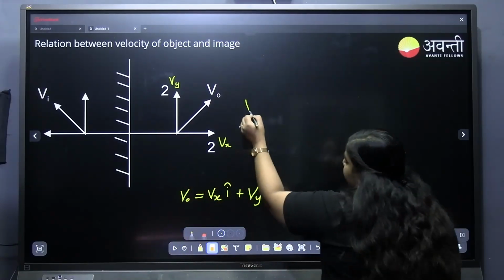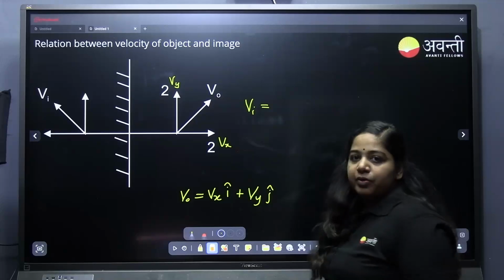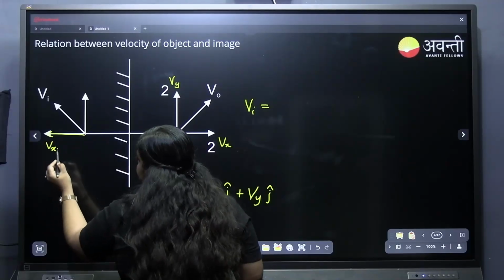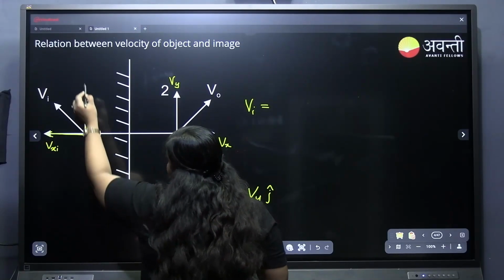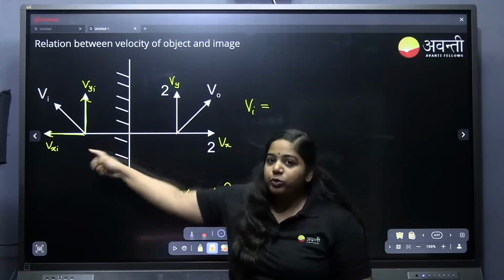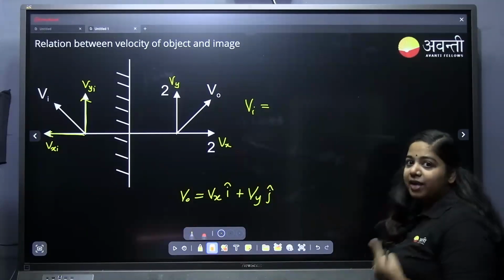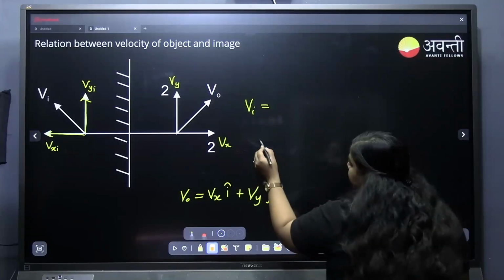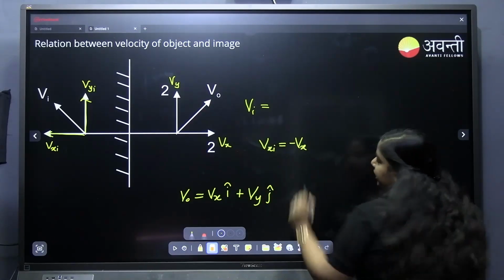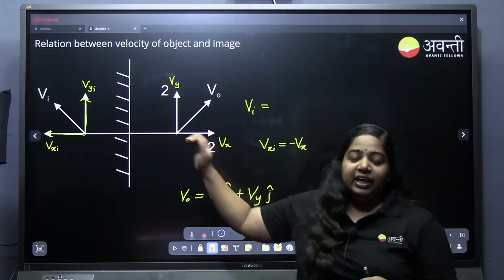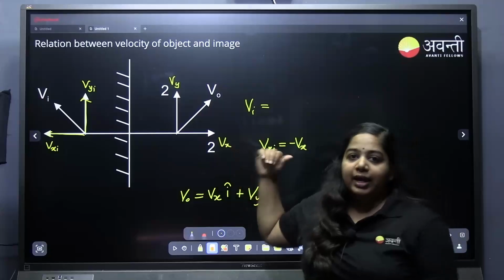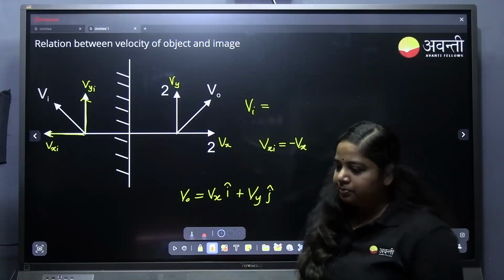Now image velocity we can take as Vi. In that case this is the x component, we can say Vxi, and this is the y component, we can say Vyi. As you can see, Vxi is opposite of Vx, but it will move with same speed, right? We can say Vxi equal to minus Vx. Velocity of the image in x direction is equal to the speed of x but in opposite direction. Okay, is it clear?